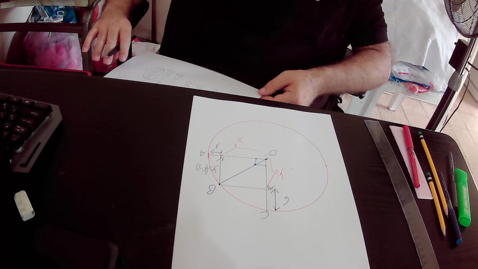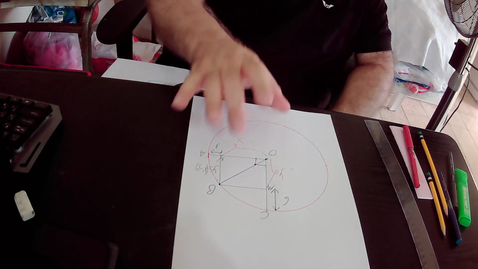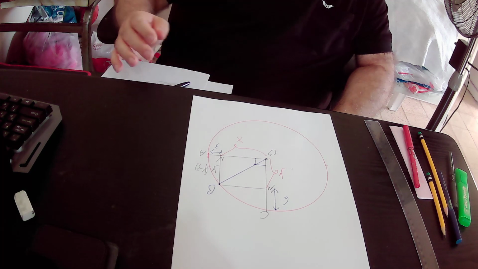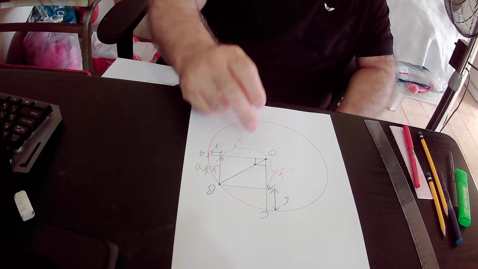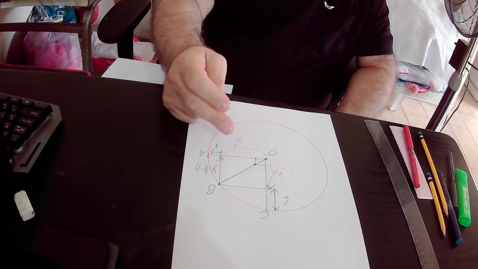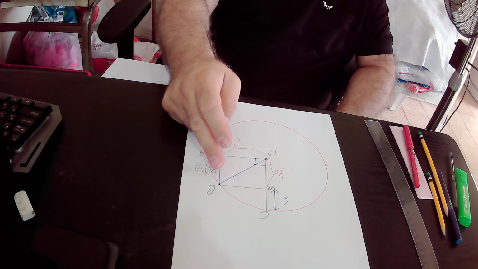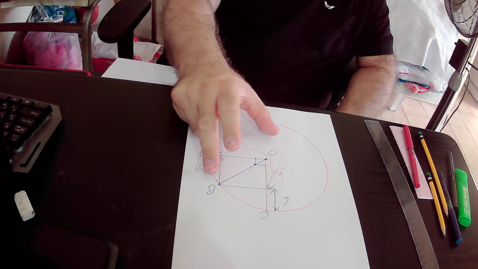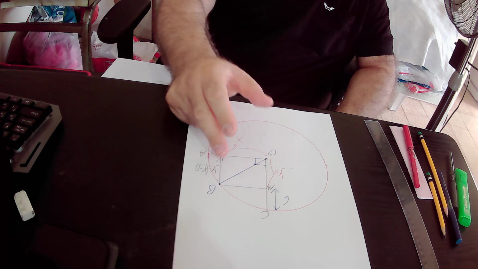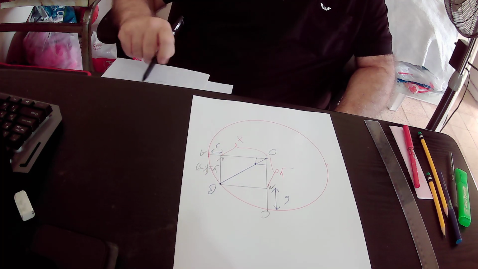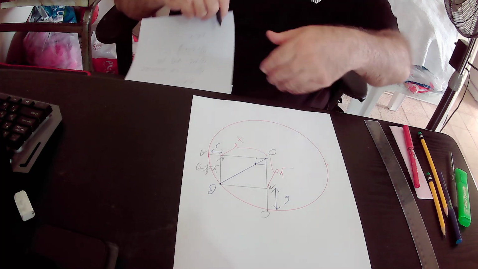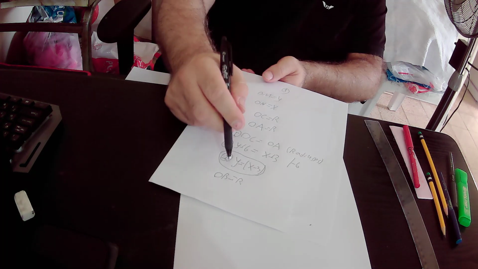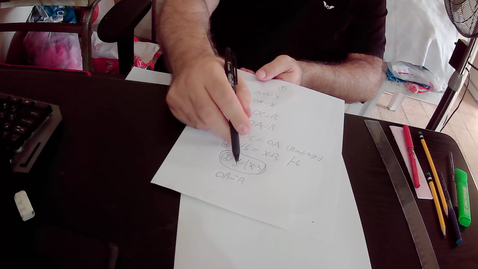Actually, line segment OB is also the radius of this circle because line segment OB starts from the center of this circle, that is to say from point O, and ends at point B, that is a point on the circle itself. For that reason, line segment OB is the radius of this circle. OB equals R.